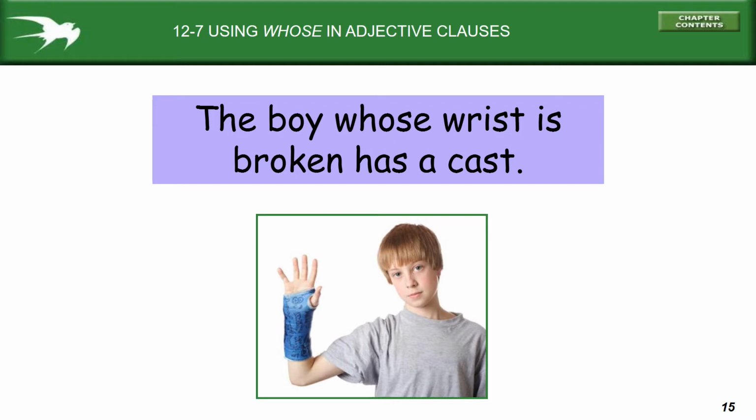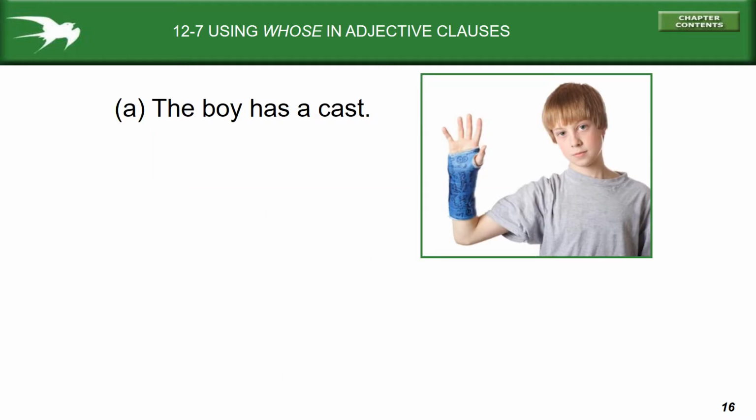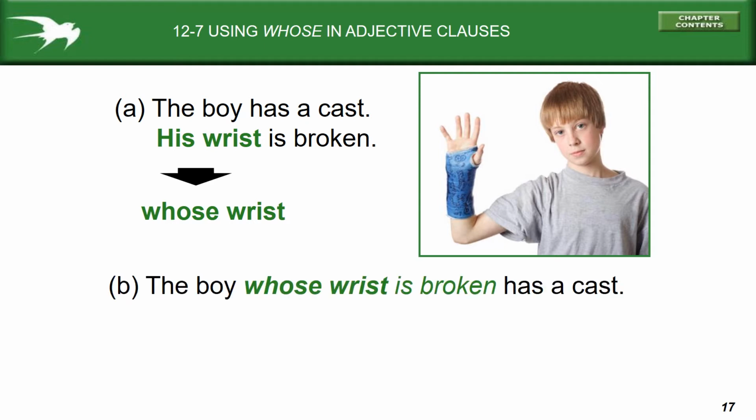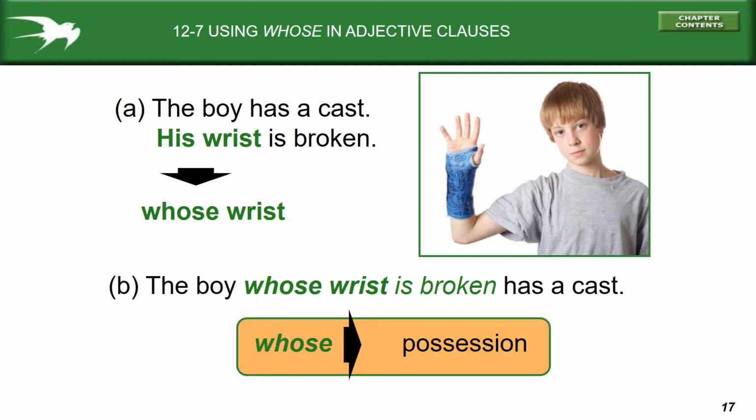Now, using whose in adjective clauses. This is going to be the last part of this chapter. The boy whose wrist is broken has a cast. So the boy has a cast, his wrist is broken. In this case, we're using whose to replace a possessive word like his. So his wrist becomes whose wrist for the purpose of the adjective clause. The boy whose wrist is broken has a cast. Whose indicates possession.